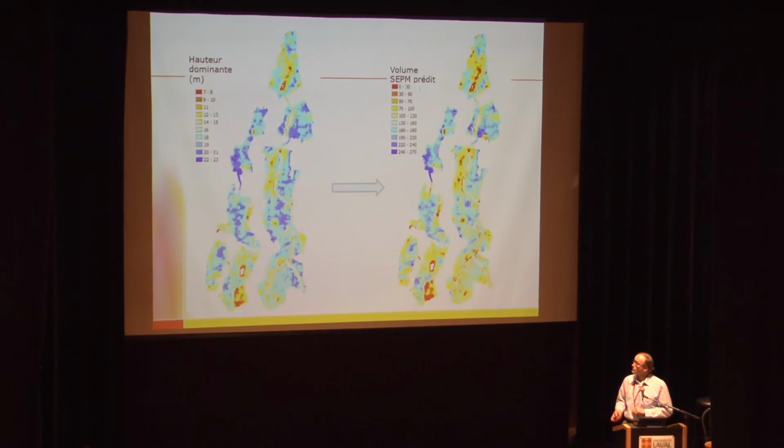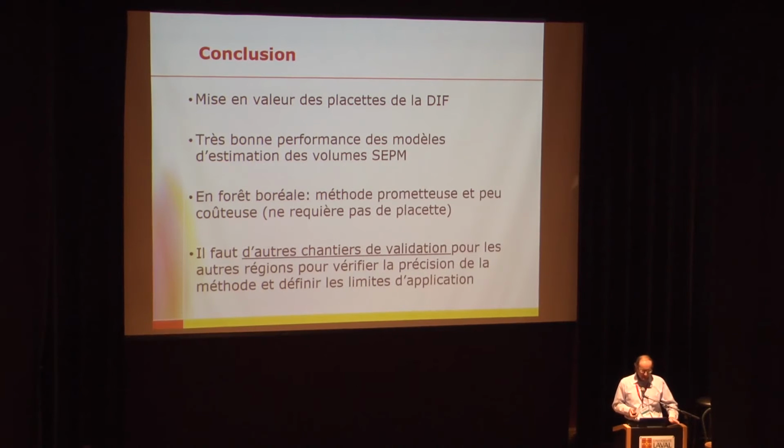This is an example where we went from the LiDAR height for heights only, and to the right we have the balsam fir spruce volume predicted for our harvesting site. So we get a pixelization of 10 meters by 10 meters, and that gives us a good idea of where the volume is located in the field.